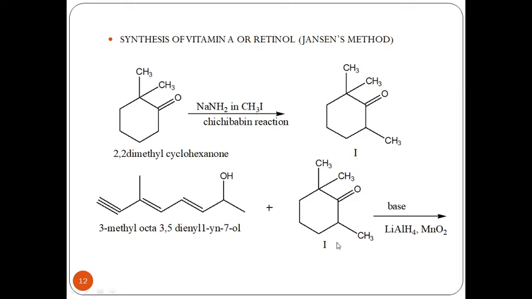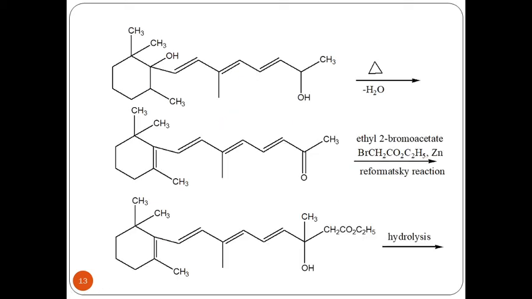This component number 1 reacts with 3-methyl octa-3,5-dien-1-yn-7-ol in the presence of base and lithium aluminium hydride in the presence of MnO2. The base generates a carbanion at this yne position, which attacks the carbonyl carbon. That attack introduces a long chain into the cyclohexanone component, so that now there is an OH.